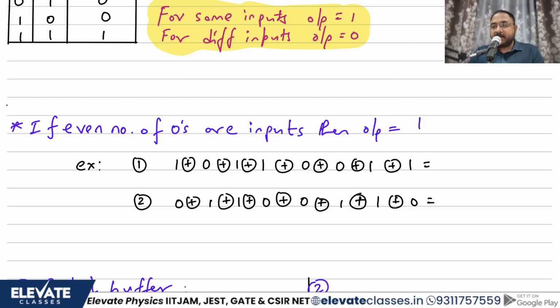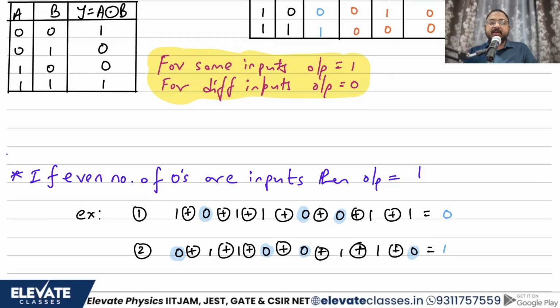So again, how can we solve this one? We solve it by checking the number of zeros. 1, 2, 3. Is this even? No. So what should be your answer? It's not even, so the output is going to be 0. This one, 1, 2, 3 and 4. Even number of zeros, output is going to be 1.